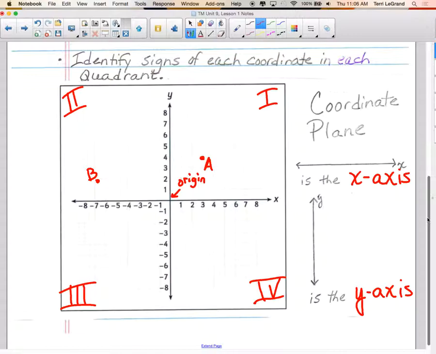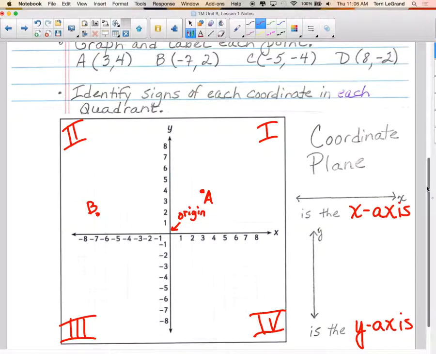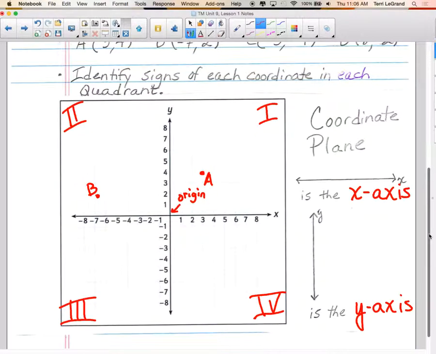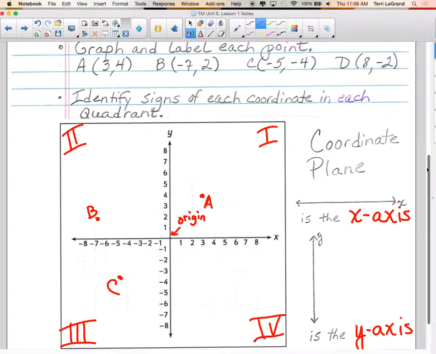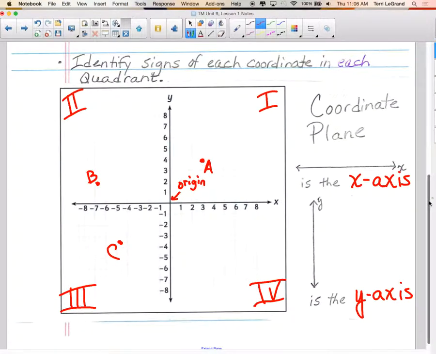How about C? Ordered pair -5, -4. What do we do in that one? Left 5 and down 4. 5 to the left and down 4. I can't see my lines at all, so you guys make sure you're putting them in good locations. And how about D? What's its ordered pair name? 8, -2. So we go 8 to the right and down 2, and we have our point D. So we have 1 point in each quadrant, don't we? Yep. Okay.